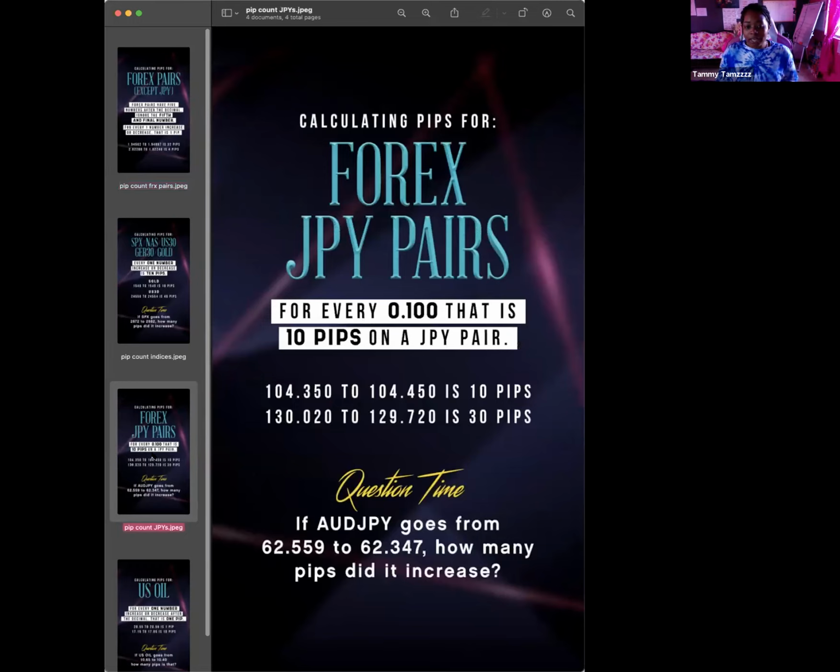For JPYs, every point 100 is 10 pips on a JPY pair. So from 104.350 to 104.450, remember it says every point 100 is 10. The difference between 350 and 450 is that 100. So 350 to 450, that's 10 pips. From 130.020 to 129.720, that is 30 pips.